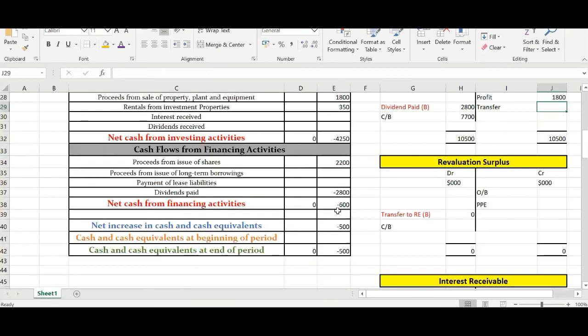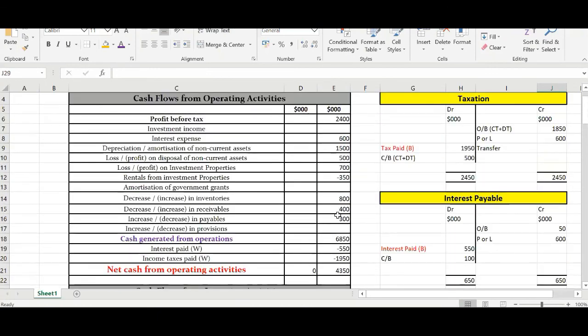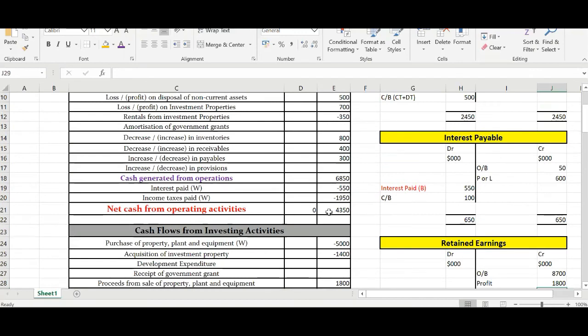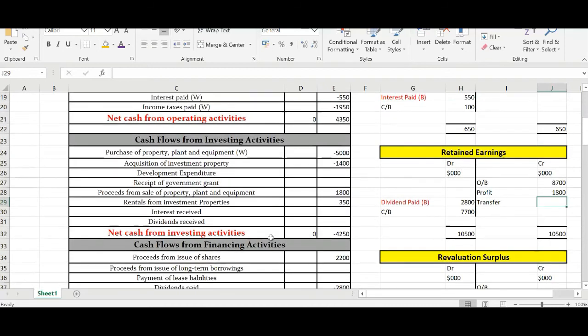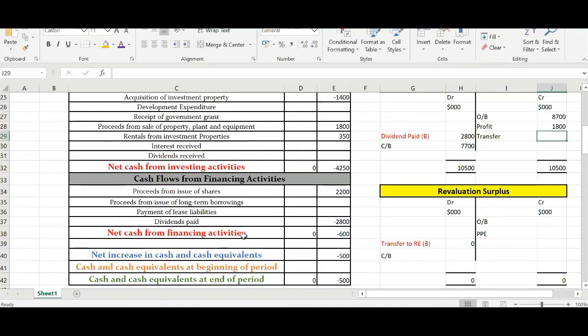Now we calculated the net cash from operating activities, which is this. We calculated the net cash from investing activities, which is this. We calculated the net cash from financing activities, which is this. Now we have to take the net increase in cash and cash equivalents, which is the sum of these three activities, which gives you minus 500.